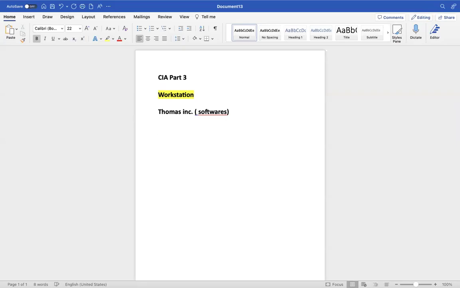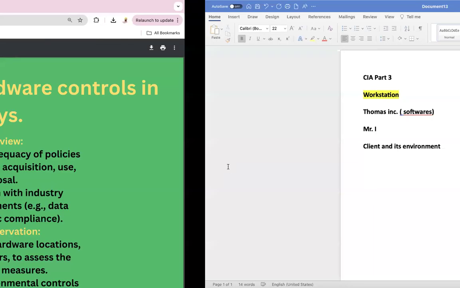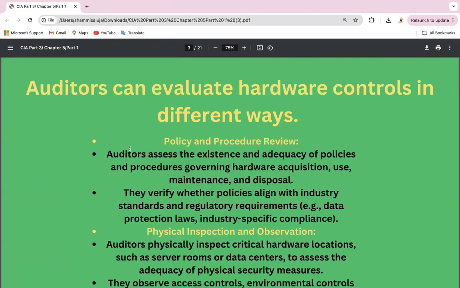So a separate person is appointed to carry out the internal audit operations for Thomas Inc. Let's name that person Mr. I. So Mr. I has been assigned the task of carrying out the internal audit operations of Thomas Inc. Now, the first and foremost thing is that before proceeding further, he should have a clear understanding of the client, that means Thomas Inc., and the environment within which it operates.